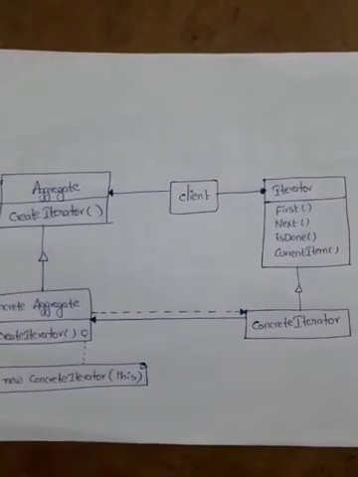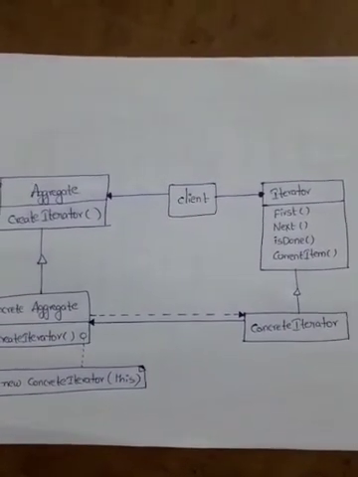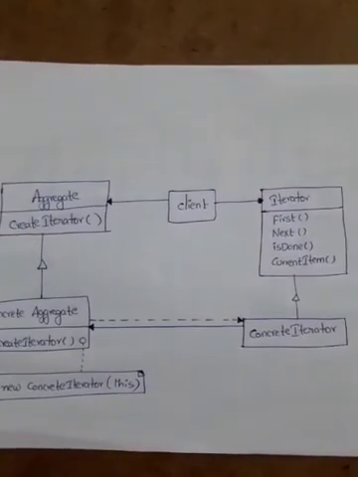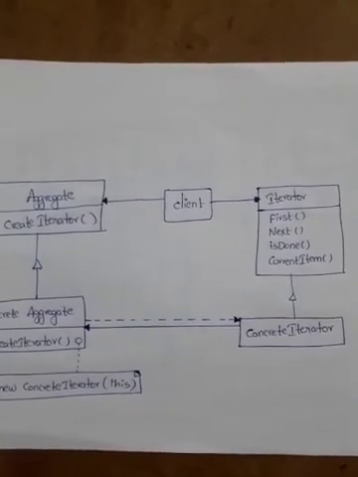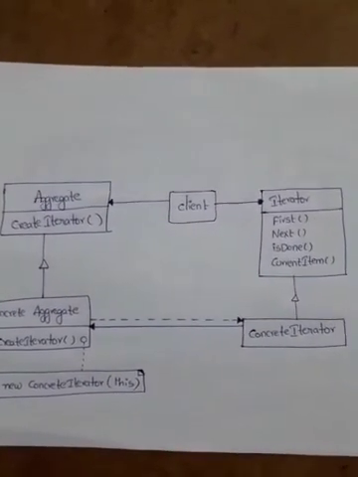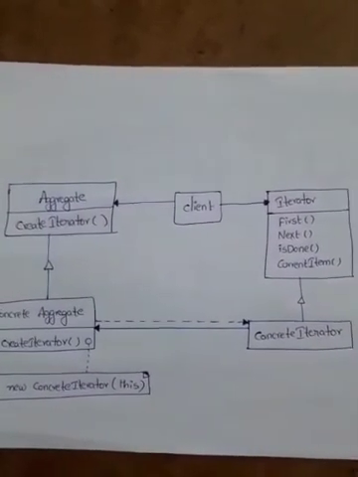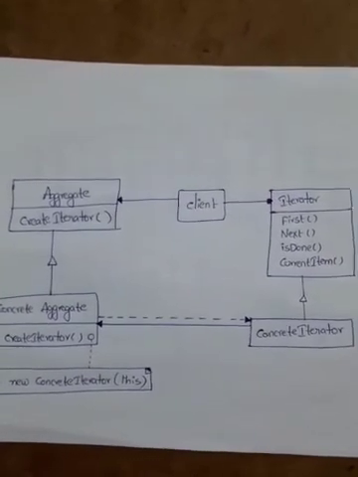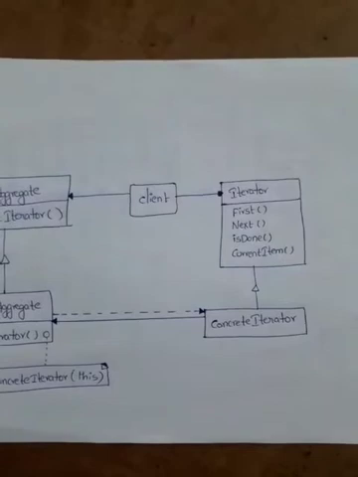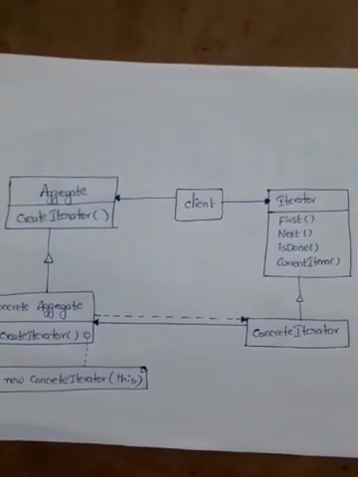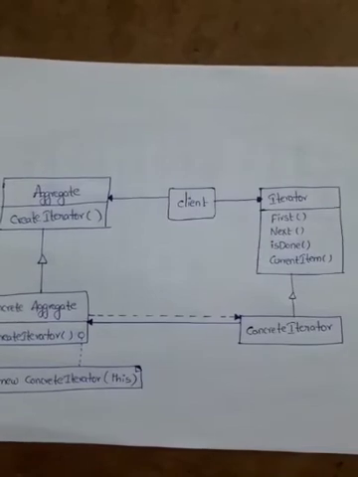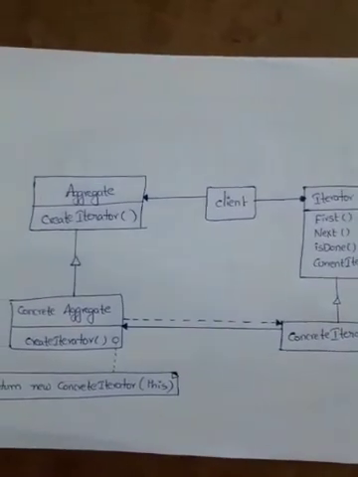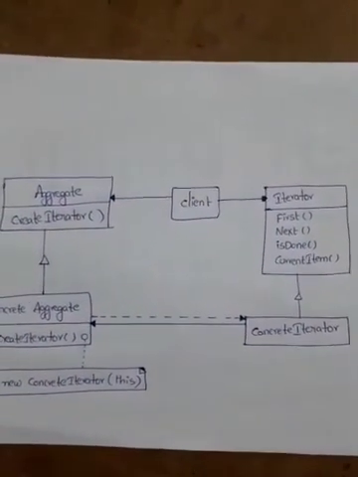The aggregate defines an interface for creating an iterator object. And the next one is concrete iterator. This concrete iterator implements the iterator's interface and keeps track of the current position in the traversal of the aggregate. And the next one is concrete aggregate. This concrete aggregate implements the iterator creation interface to return an instance of the proper concrete iterator. So, this is the structure for the iterator pattern.